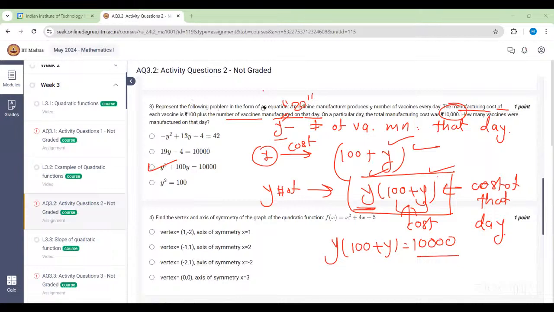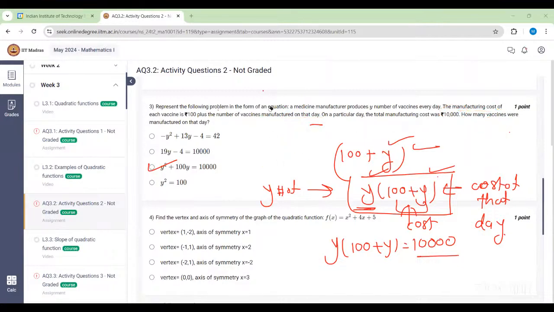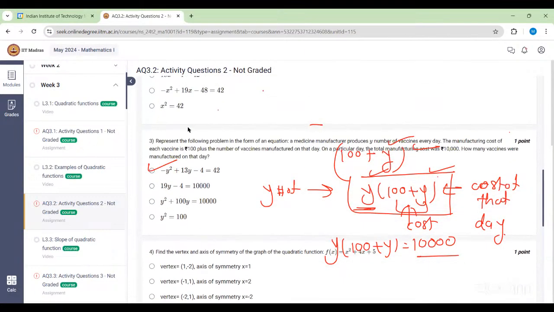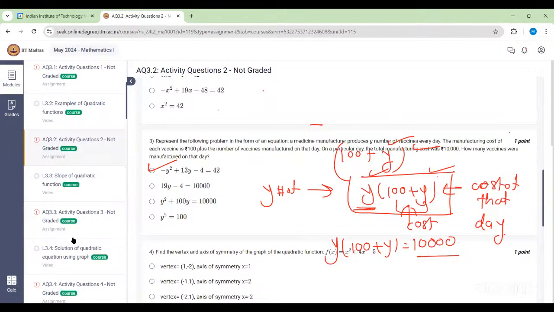Okay, is that clear? Thank you. Yes, ma'am. Ma'am, please stay 1 minute, ma'am. I noted that question. Okay, fine. Okay, so any other doubt from this activity? Any doubt from activity 3.2? Ma'am, question number 1.